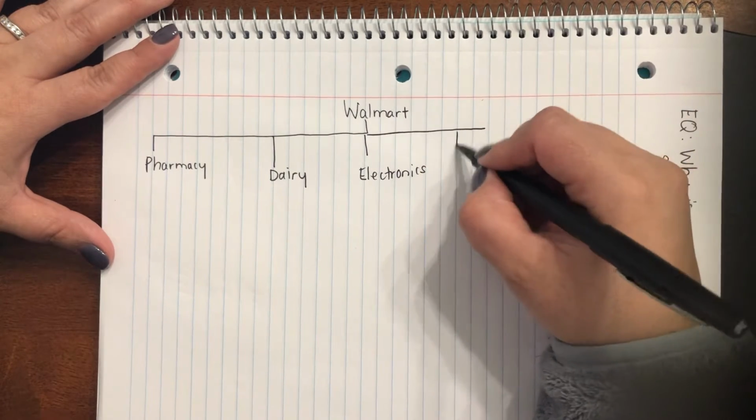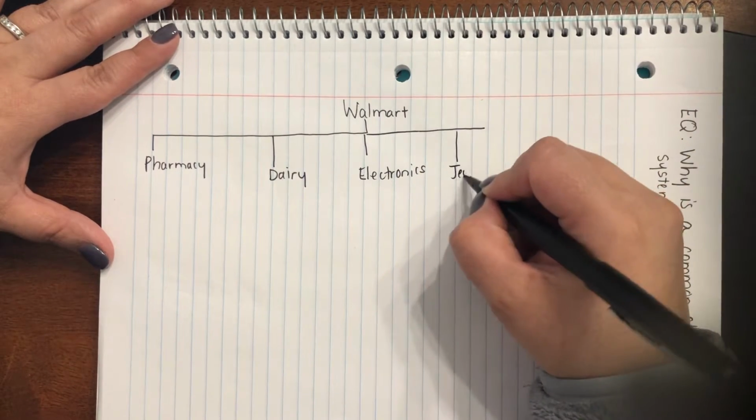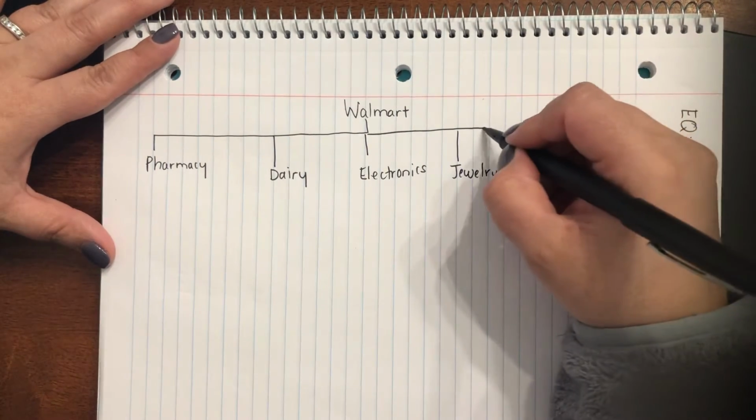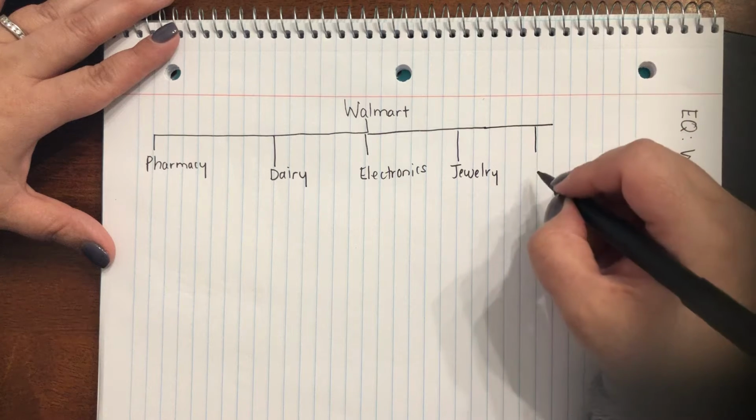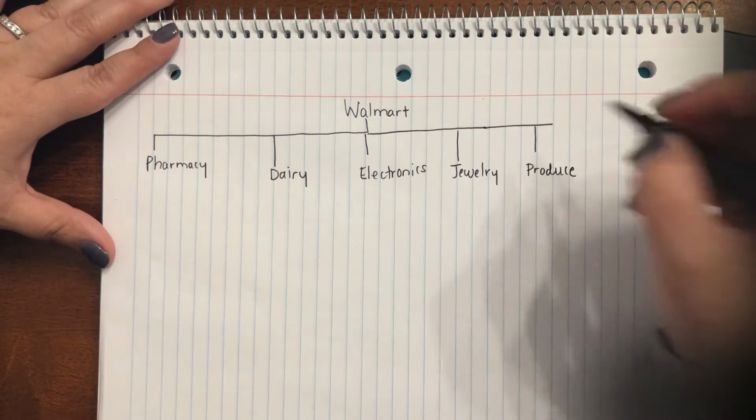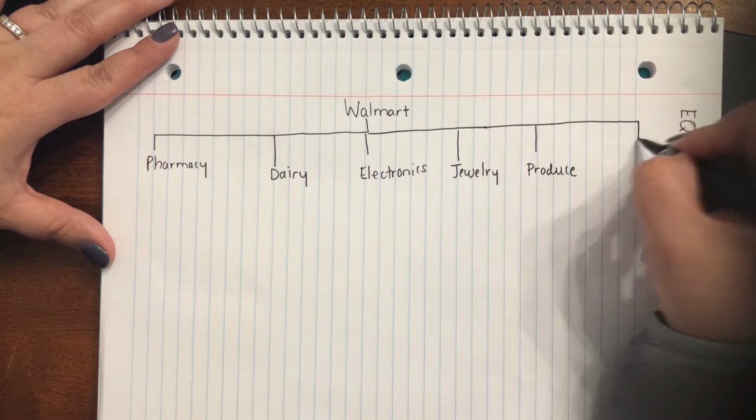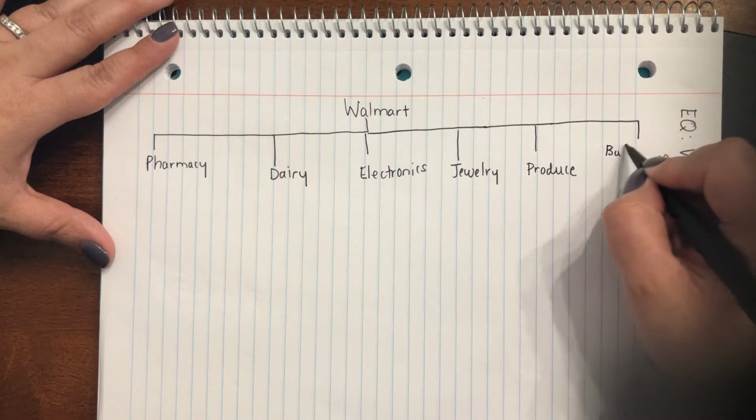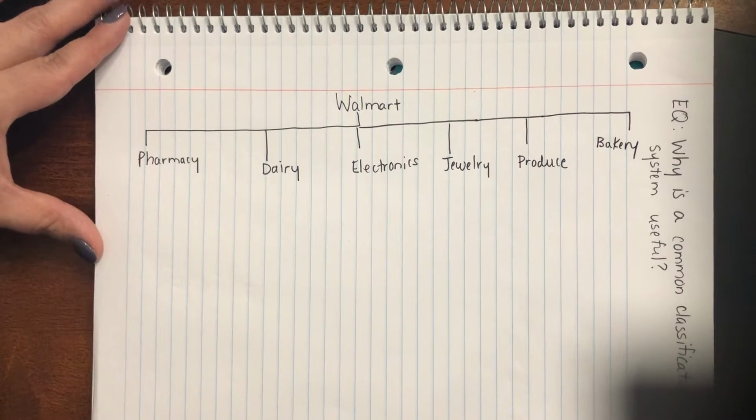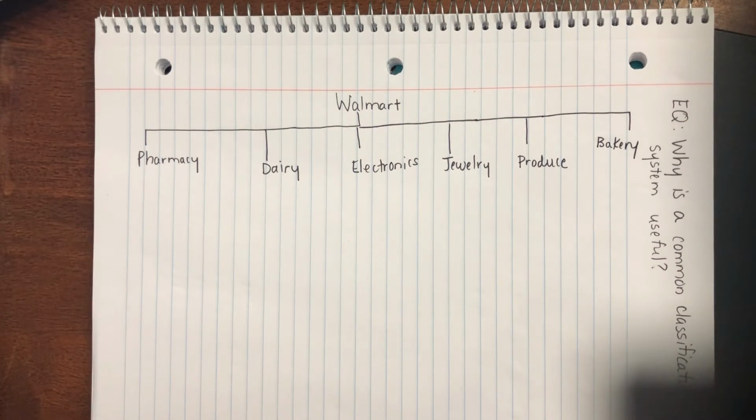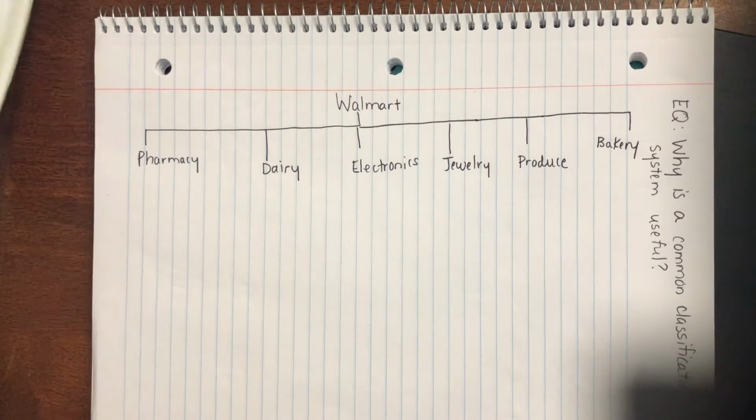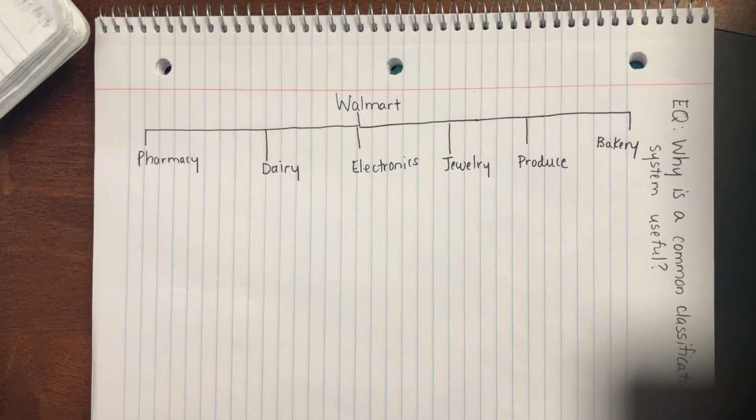can have jewelry, can have a produce section, and can have, and this is the last one I'm going to write here just because I'm out of room, but it can have a bakery. Okay, that is one level of organization within a Walmart. If I take that a little bit further, I can further break down the Walmart even more.